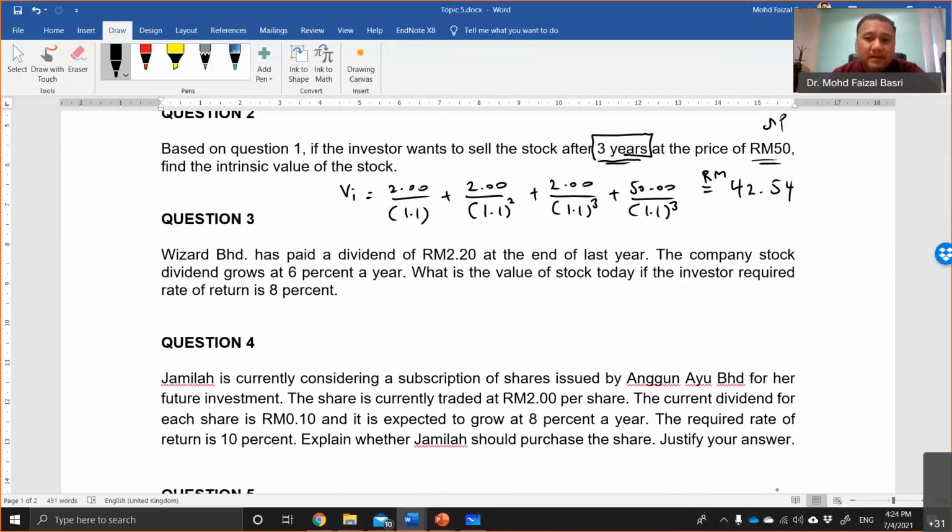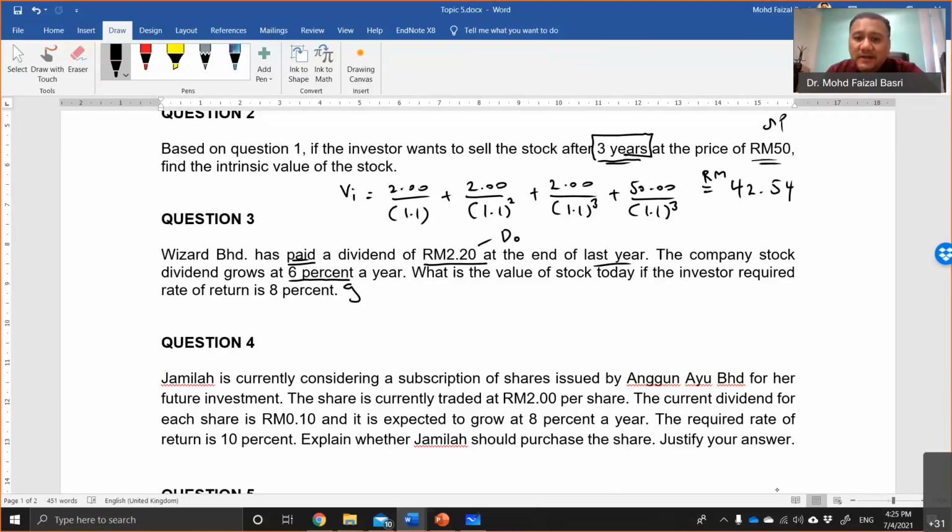For example, for question number 3, Wizard Berhad has paid. Okay, this is the keyword, paid. Dividend of 220 last year. So it's already done, so we can assume this 220 is our current dividend, D0. And this is the growth rate: the dividend grows at 6% per year. So this is our G. And the rest of the question doesn't specify any other growth rates, so we know this is a constant growth model.